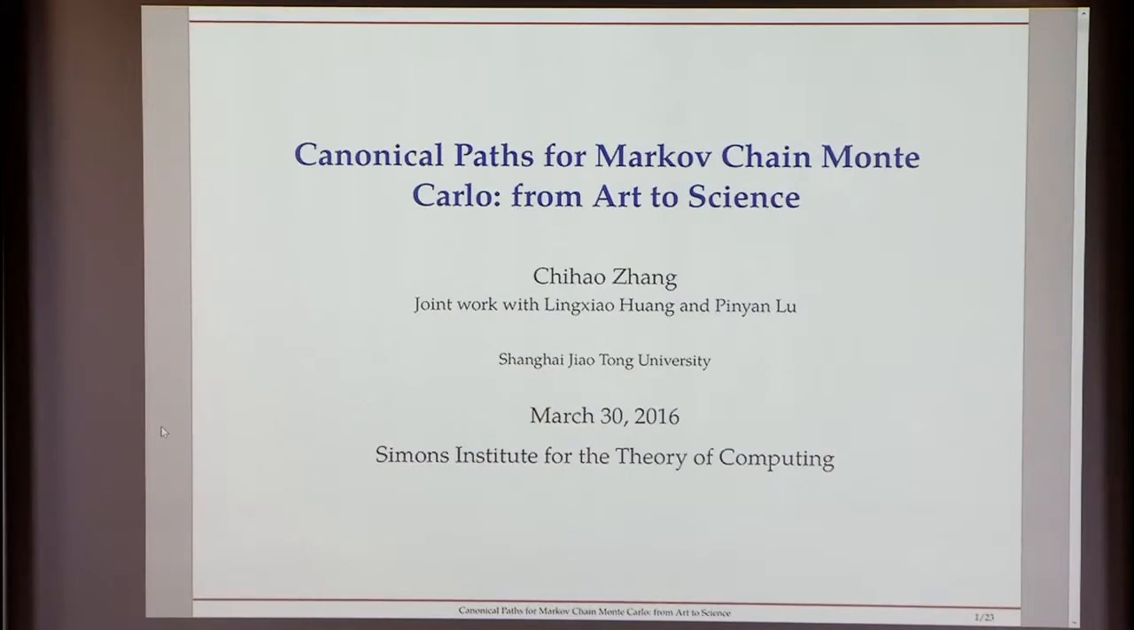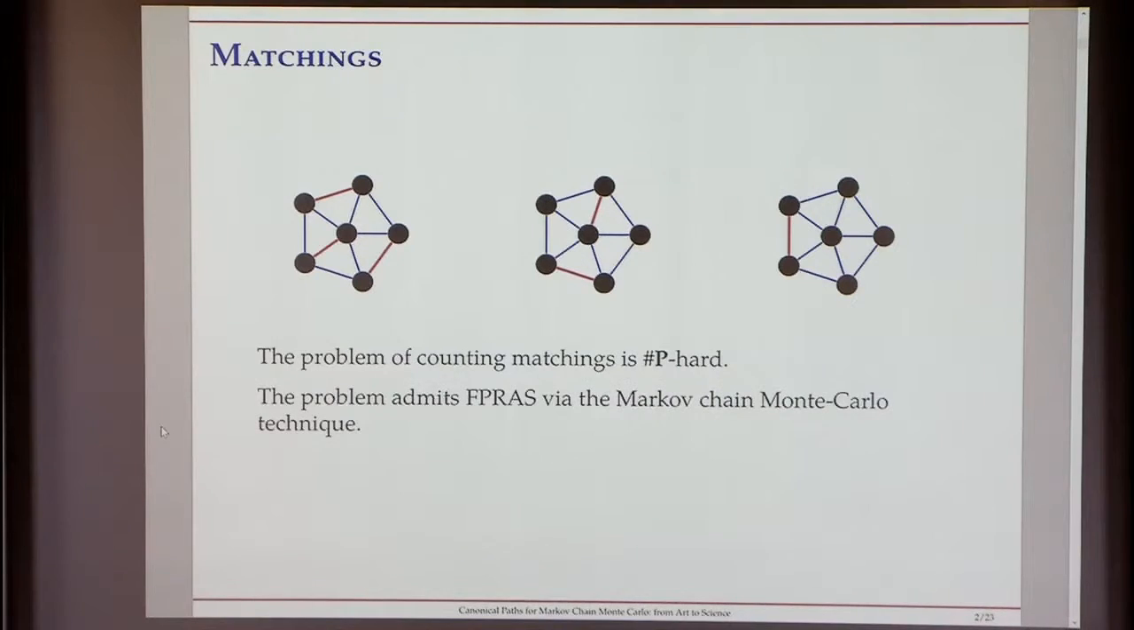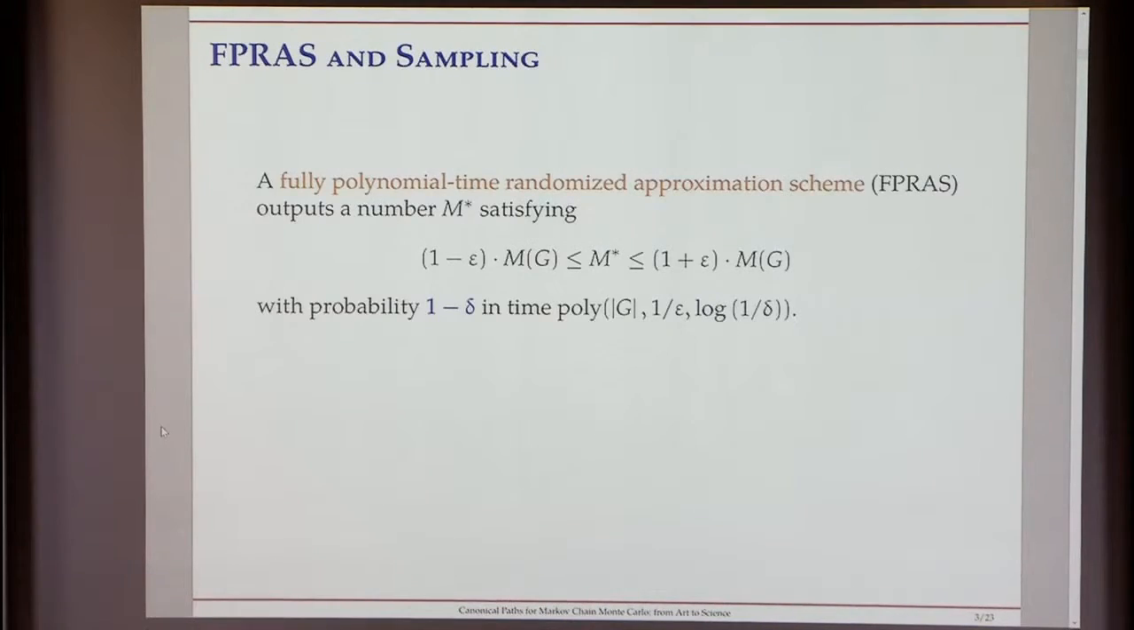Okay. So I will start with the problem of counting matchings, and this is of fundamental importance to this work. It's a well-known problem, and it is #P-hard, and we know there is an FPRAS to approximately count the number of matchings. For this audience, I don't need to explain what an FPRAS is.